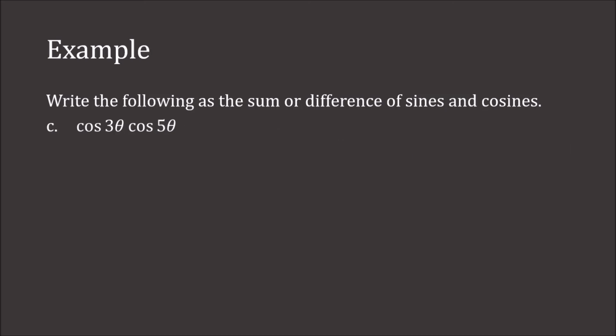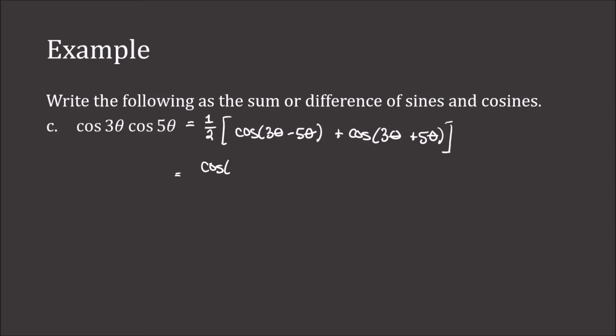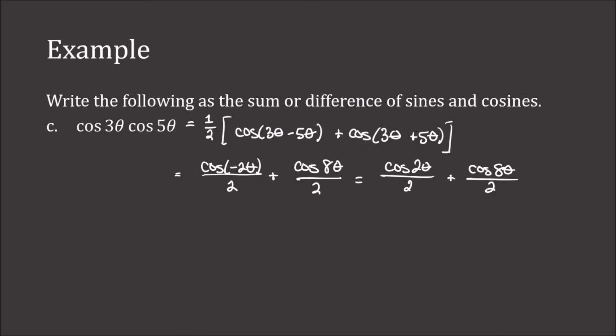And finally, let's look at cosine of 3 theta times cosine of 5 theta. Again, this is a cosine Product-to-Sum, 1/2 cosine of 3 theta minus 5 theta plus the cosine of 3 theta plus 5 theta. This will give cosine of negative 2 theta over 2 plus the cosine of 8 theta over 2. And since cosine is even, this can be written as cosine of 2 theta over 2 plus the cosine of 8 theta over 2.